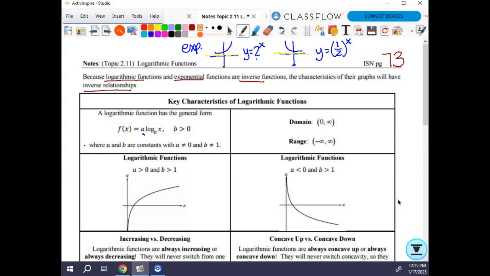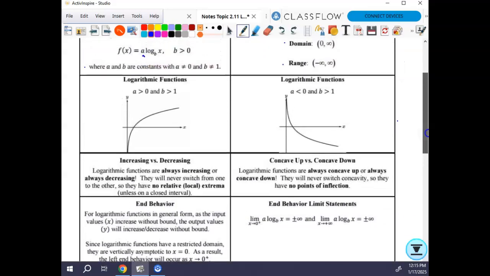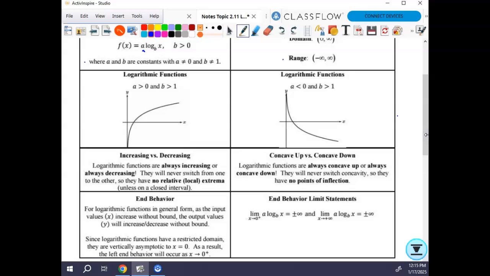But here for the exponentials, your domain is negative infinity to infinity, right? All real numbers. Your range goes from 0 to infinity, and we don't include 0. For logs, those two things switch because they're inverses, right? That makes sense? Okay, good deal. So for this log function to look like this, it says that a is greater than 0 and b is greater than 1. If those things are true, totally works.